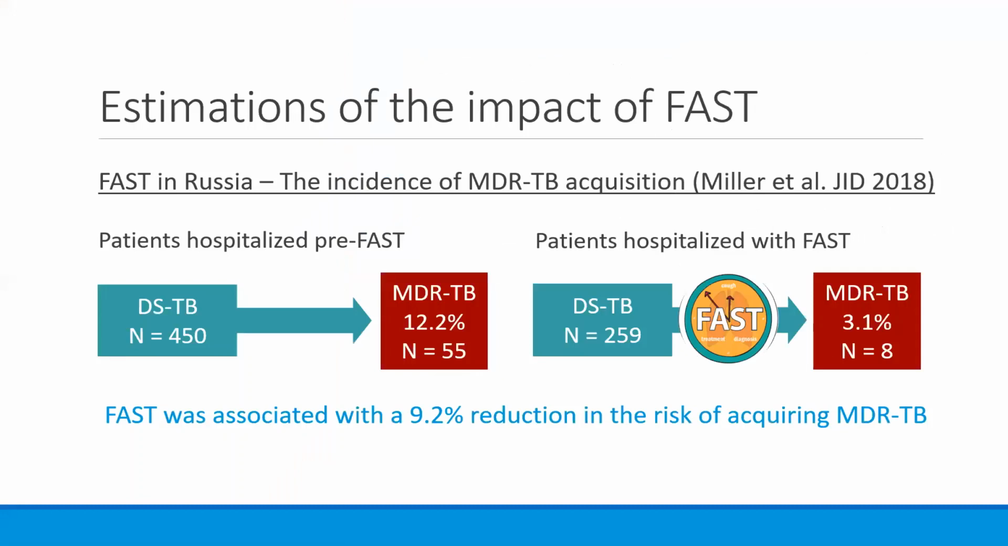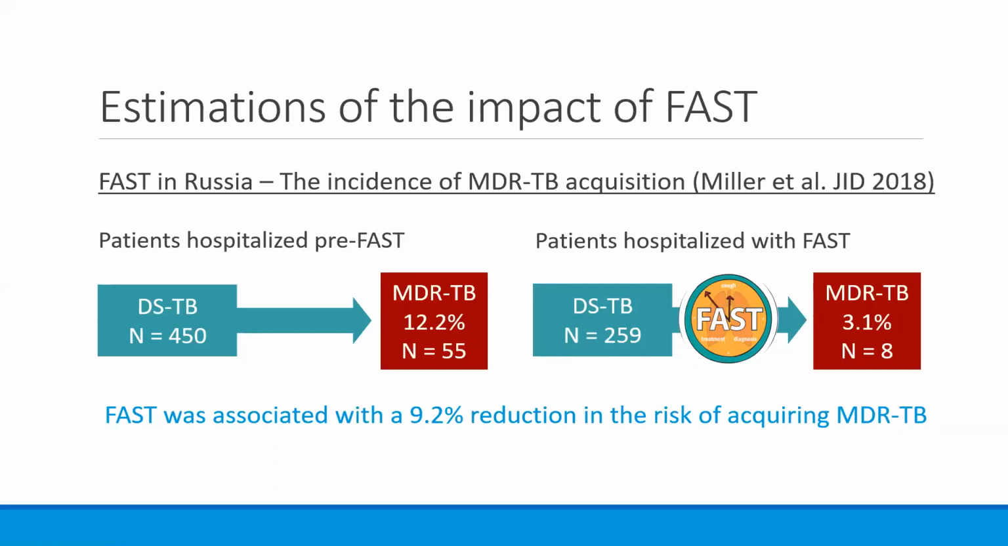We do have some research that shows that FAST is having an impact. This is a study from a hospital in Russia where FAST was being implemented. In the period before FAST, 12% of patients acquired MDR-TB following their hospitalization. They came in with drug-susceptible TB, and at some point later were diagnosed with MDR-TB, and these are hospitalized patients. Once FAST was implemented, and they looked at the same thing, with patients hospitalized with DSTB while FAST was running at the hospital, the rate of acquired MDR-TB after hospitalization went down to 3%. So FAST was associated with a 9.2% reduction in the risk of acquiring MDR-TB.